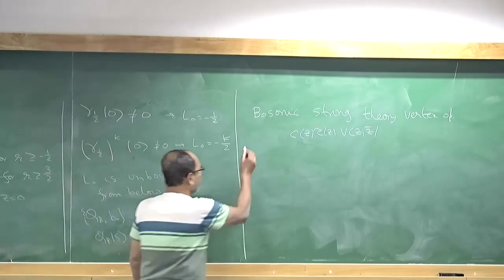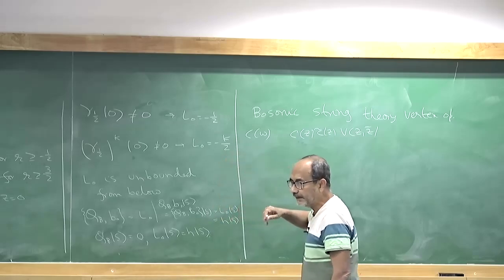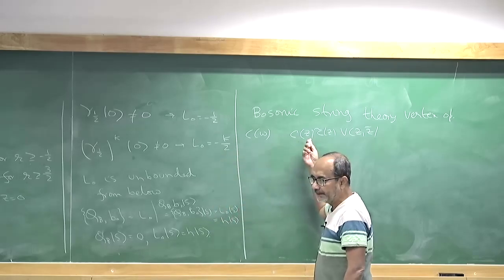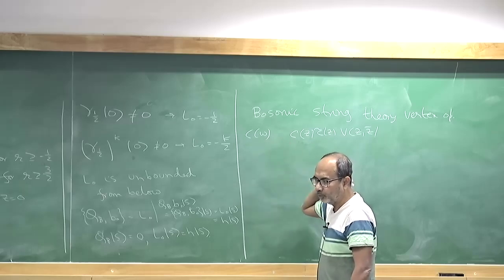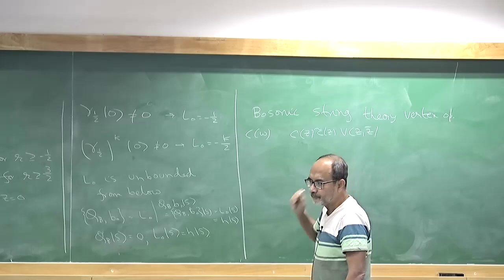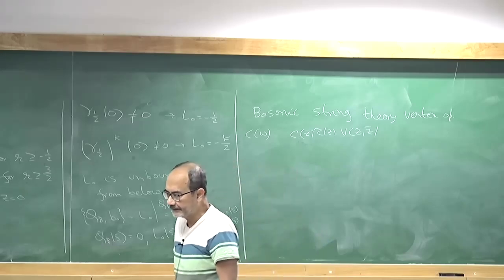Take another C of W in the correlation function. Whenever W goes close to Z, it vanishes. That's equivalent to saying the C of W vanishes at those points. W is the fourth one.